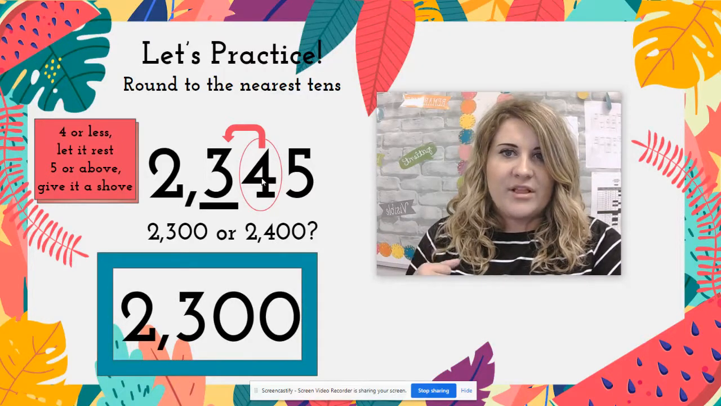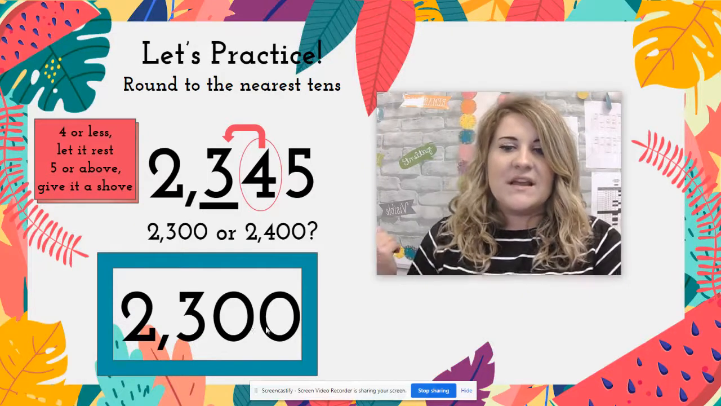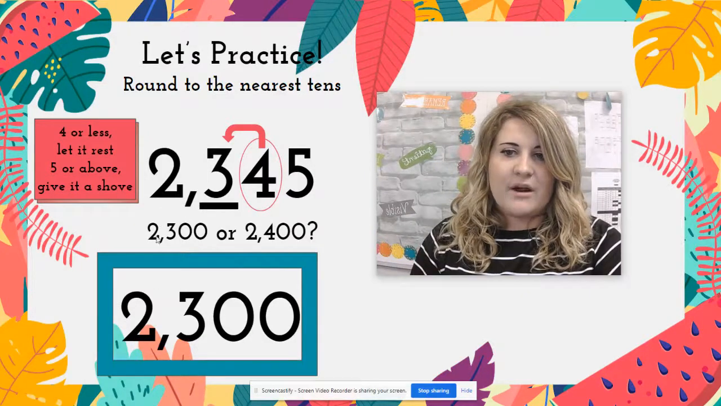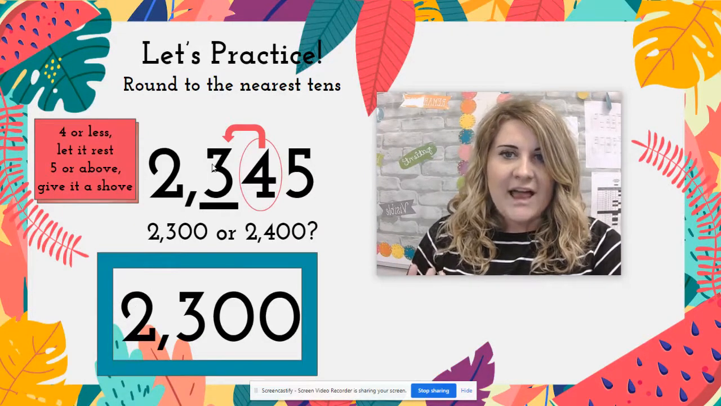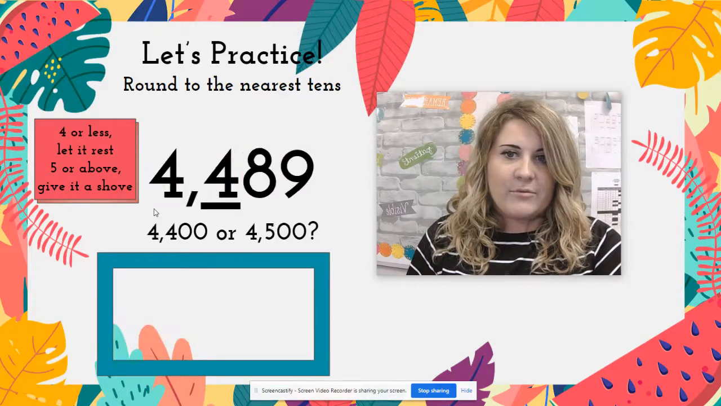The 4 is 4 or less, so we let the 3 rest. 2 zeros because we're rounding to the hundreds place, not the tens. And the 2 just drops straight down because this is not a 9. If this is not a 9 bumping up, then it's just going to drop down like normal, okay?